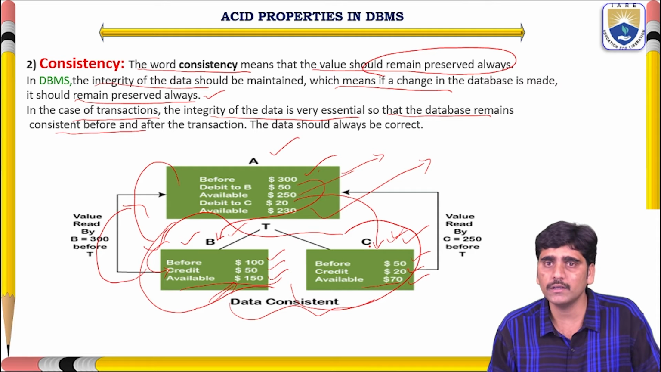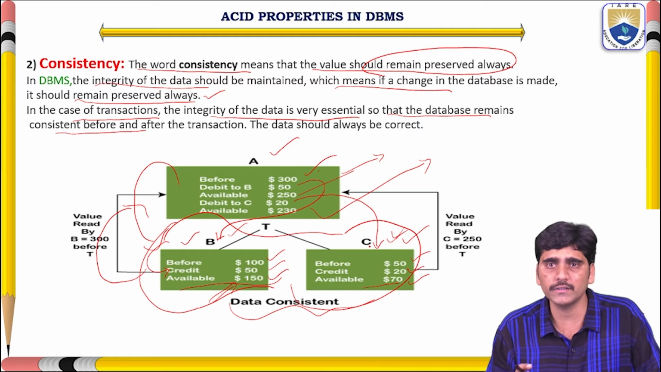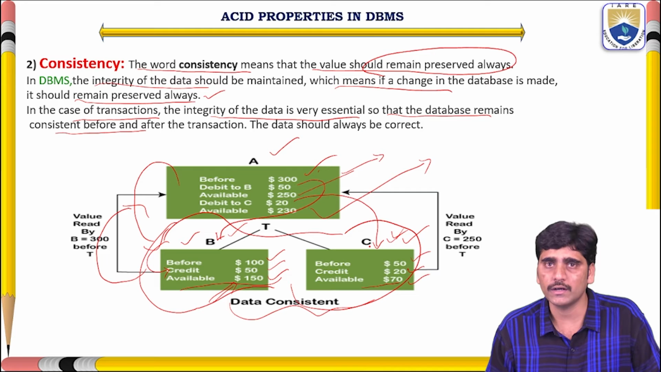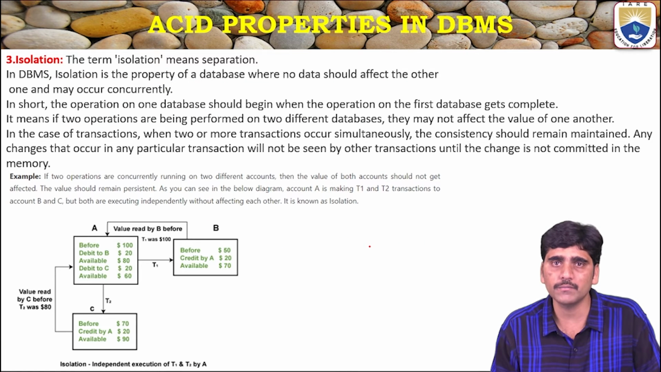So this is the way you can see it. The atomicity property keeps the data unique, and the consistency property maintains data integrity after doing the transactional operations across multiple account holders. So this is how you can understand the consistency property. And the next one is the isolation property.